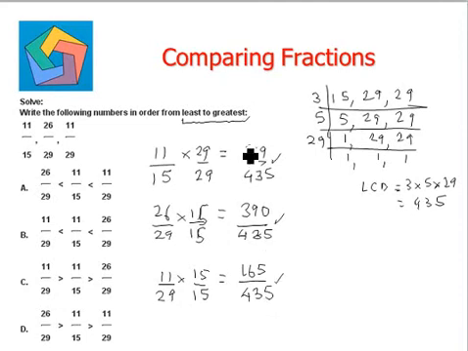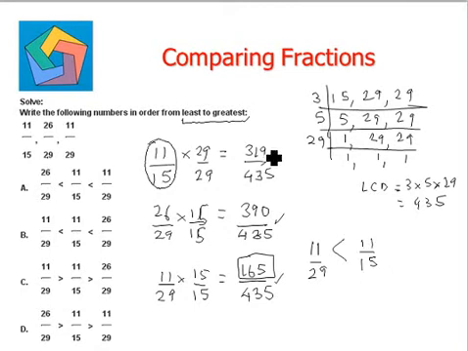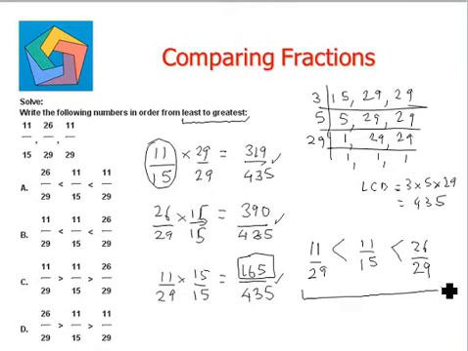Now our question says least to greatest. We look at the smallest numerator. This is 165. This implies that 11/29 is the smallest fraction. The second is 11/15, because next in the order is 319, and the largest is 26/29. This is the correct order. It can be seen in option B.